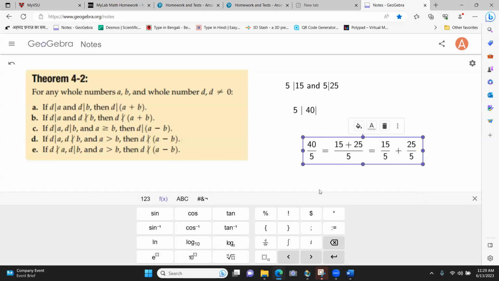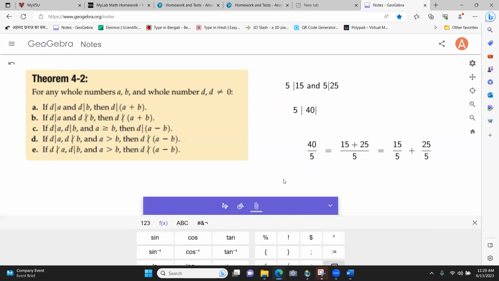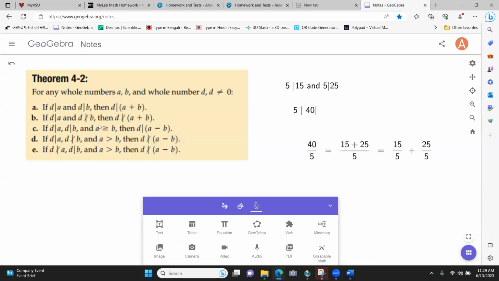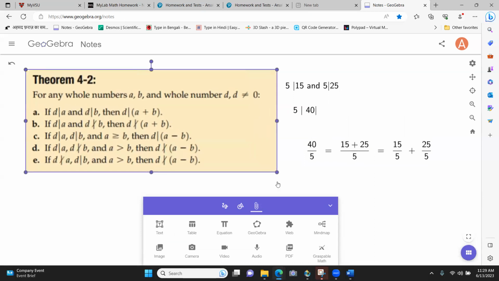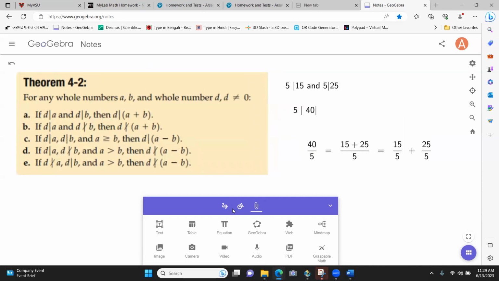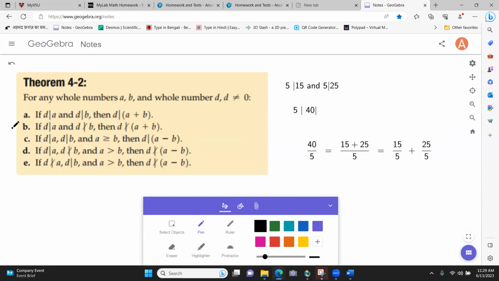Using the same technique, you can use the exact same technique to explain this one and this one. Very similar. Actually, let me show you this one, C. Okay. I'm going to use the same examples. Let me work on C.